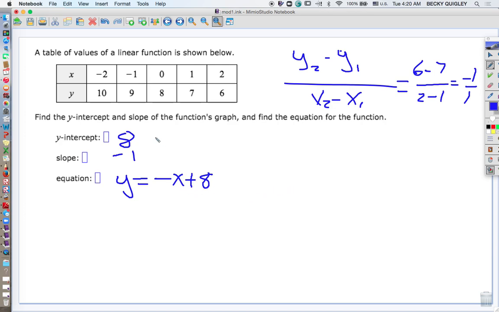And you can always check one ordered pair just to make sure. So negative 1 plus 8 equals 9. So yep, we know we did that correctly.